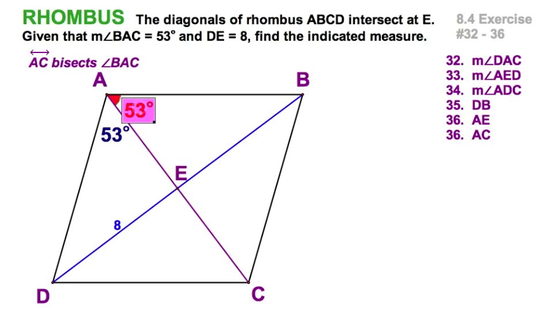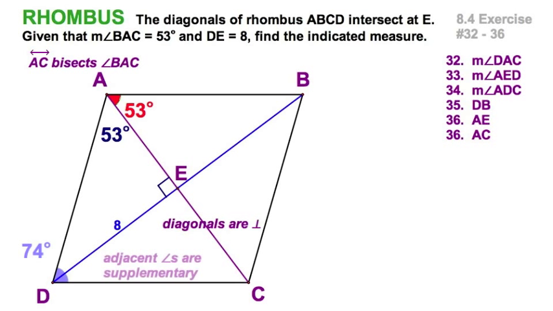Well, this is 53, so is this, because the diagonals of the rhombus are angle bisectors. Oh yeah, that's good. How about AED? Well, diagonals are perpendicular for a rhombus, and that means it's 90. Now, I could go many different ways to get the next one. I could use triangles, but let's stick to our properties of parallelograms.